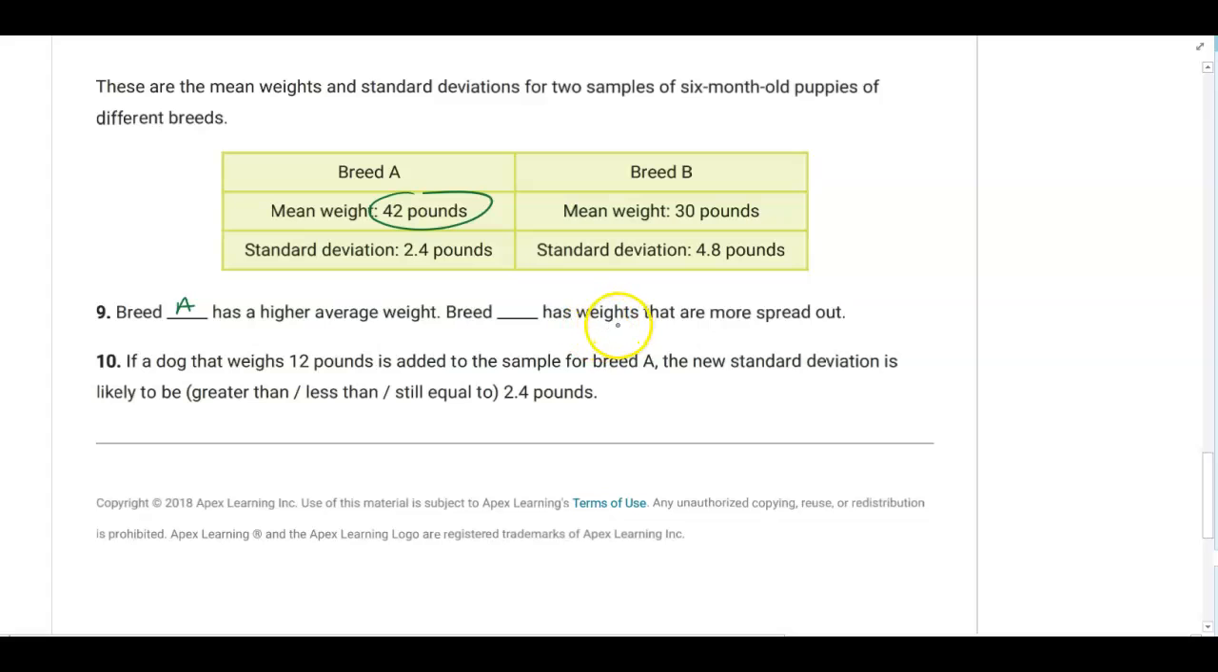What breed has weights that are more spread out? Remember, the data is more spread out when the standard deviation is high. So when I look, breed B has data that's more spread out, and that's just by comparing the standard deviations. So if a dog weighs 12 pounds and is added to a sample for breed A, the new standard deviation would likely be greater than 2.4 pounds.